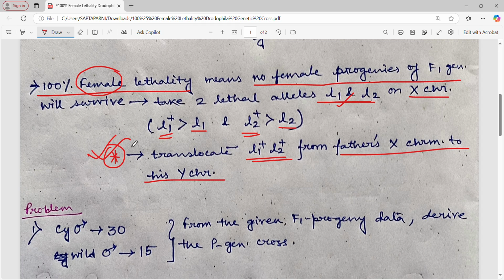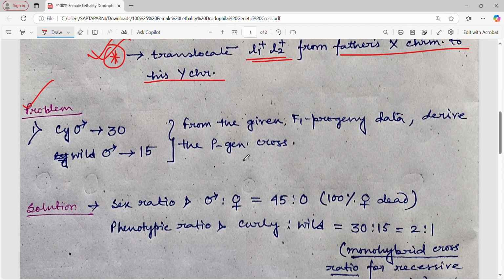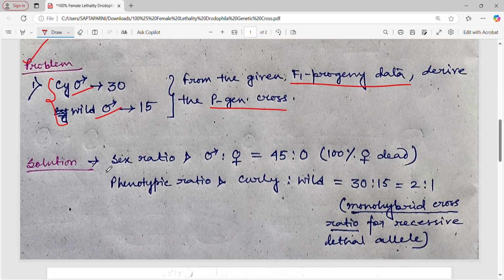So let's understand this with an example. See here, the problem asks that this is the F1 progeny data and you have to derive the P generation cross from here. So in the F1 progeny data, you can clearly see that no female progeny is there. Only male progenies are there, Curly male and wild male. So you have to generate the P generation cross from here. So obviously no female is there, so the sex ratio will be 45 to 100 to 0. That means 100% females are dead here.